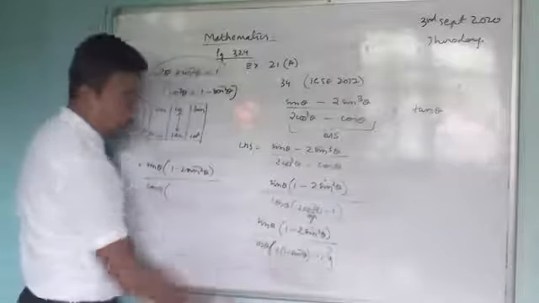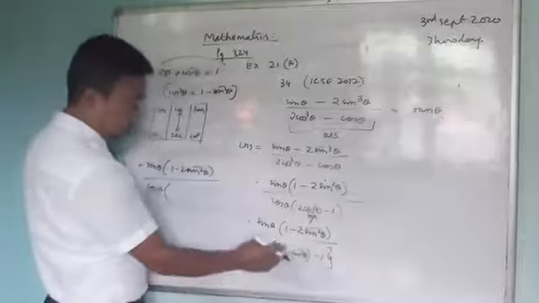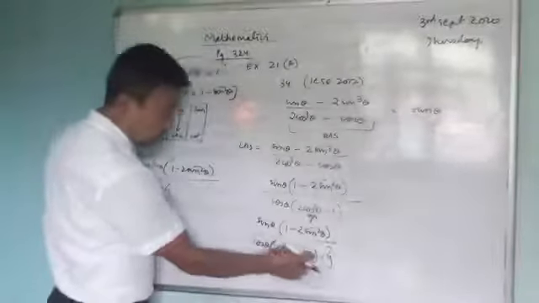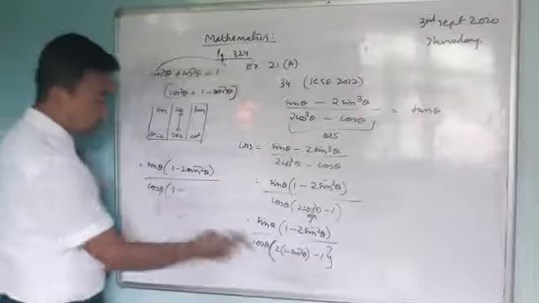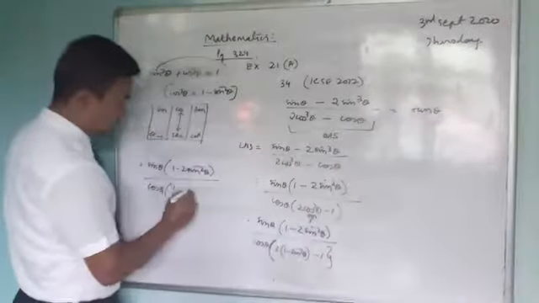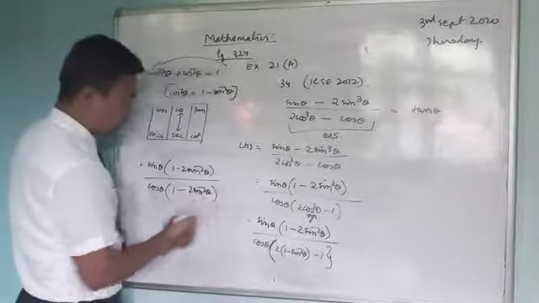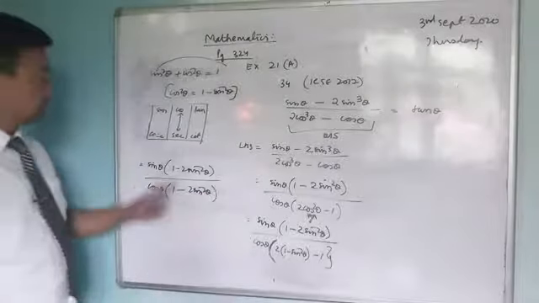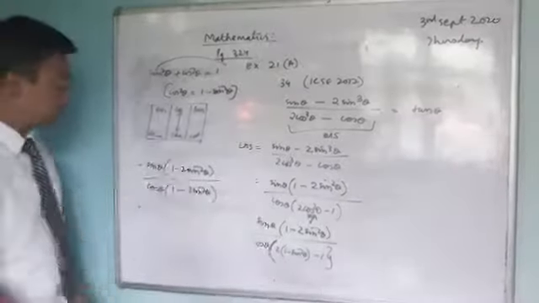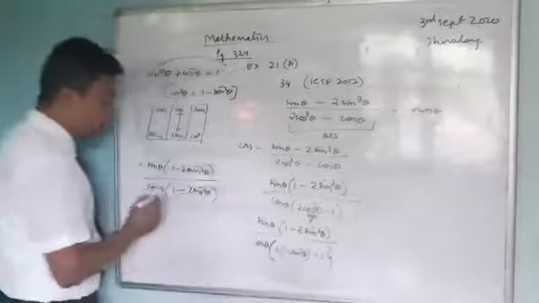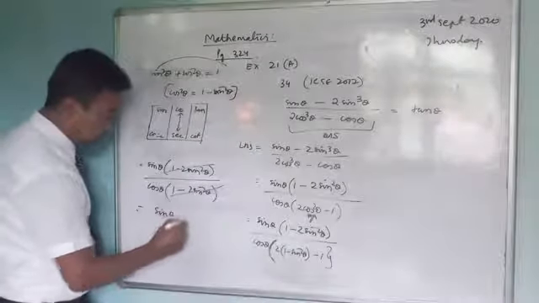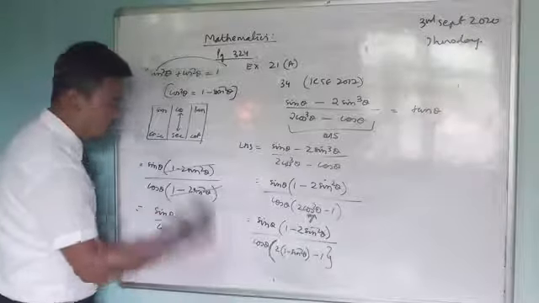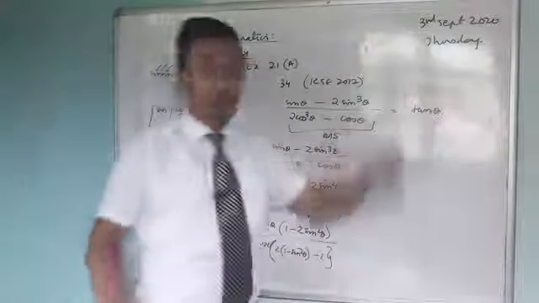Two into 1 is 2. Open the bracket, 2 minus 1 is 1. I have done this directly. Minus 2 into sine square theta is minus 2 sine square theta. Now check the bracket, both of them look the same, so they can be removed directly. Sine theta by cos theta, which is your tan theta, equals the right hand side.